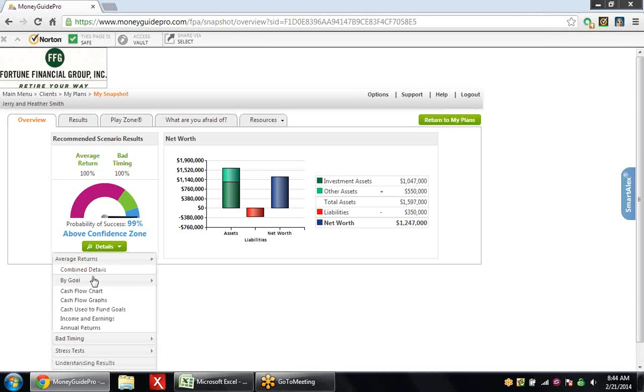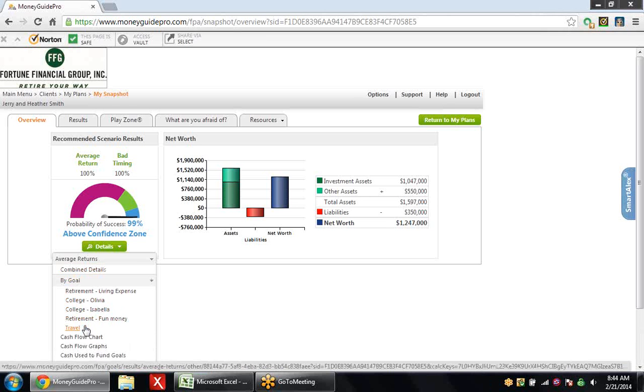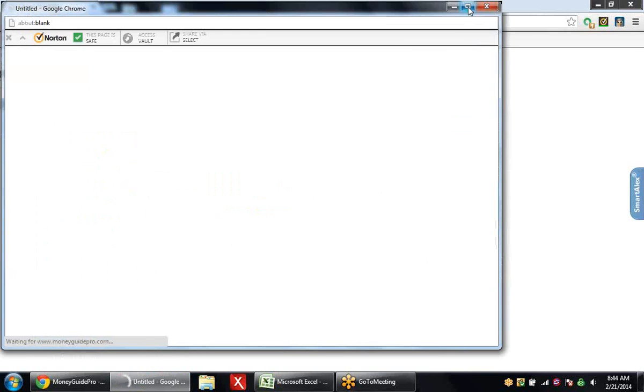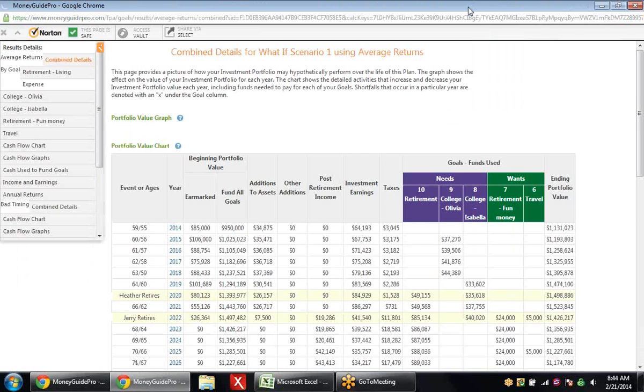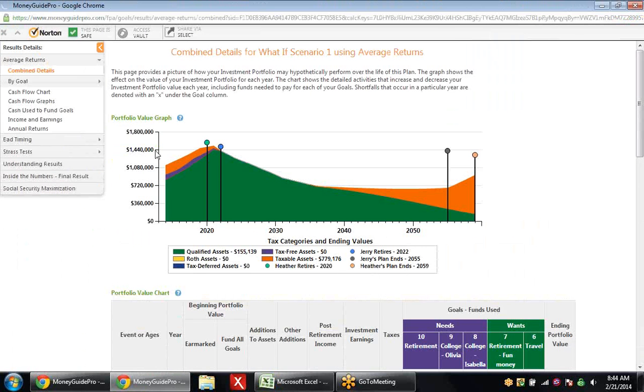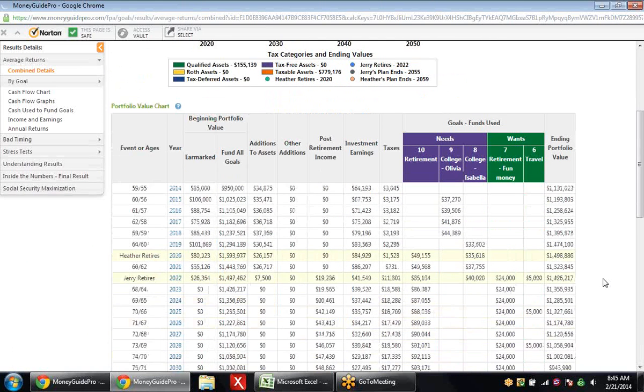I usually go to average returns. The two areas I look at here are, number one, by goal or by combined details. By goal allows you to choose one of your financial plan goals and look at the confidence level of that being met. For combined details, which is your entire plan, you'll see a picture of the financial plan with the assets growing over time, and then generally at retirement the assets coming down a little bit.